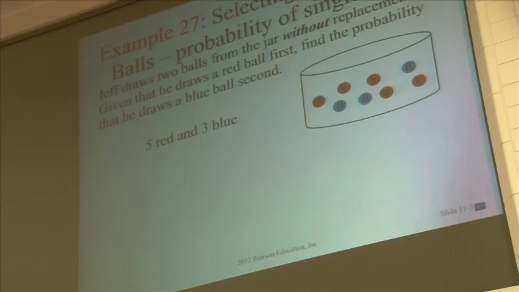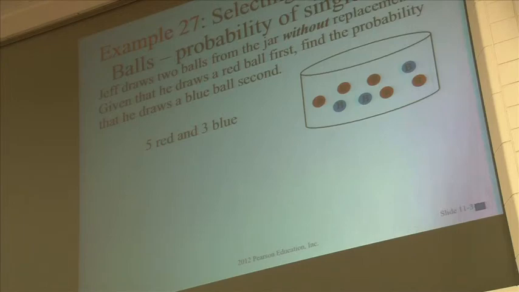So, if Jeff draws 2 balls from the jar without replacement, not putting them back, given that he draws a red ball first, find the probability that he draws a blue ball second. Again, he's not putting the red ball back in. First things first, we need to know the probability that he even drew a red ball.